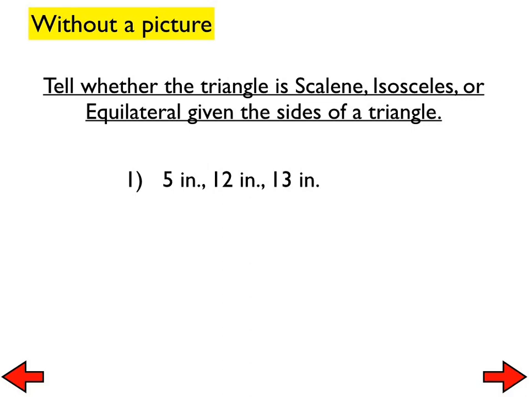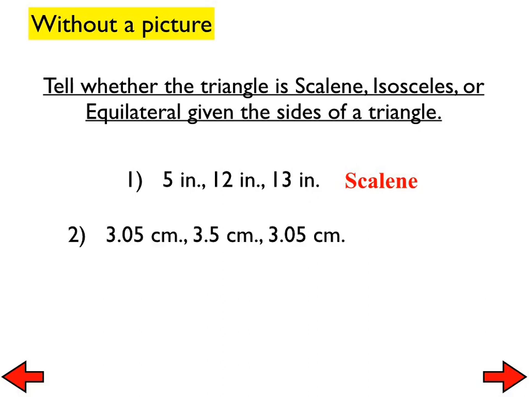State whether it's scalene, isosceles, or equilateral. You're only asked to name them by the sides. All 3 sides have different lengths, therefore this is scalene. What you'll find out next year is that not only is that scalene, but it also ends up being a right triangle using the converse of the Pythagorean theorem.